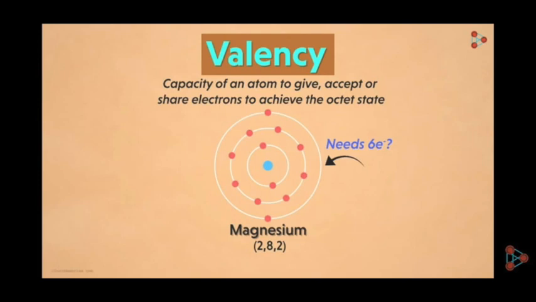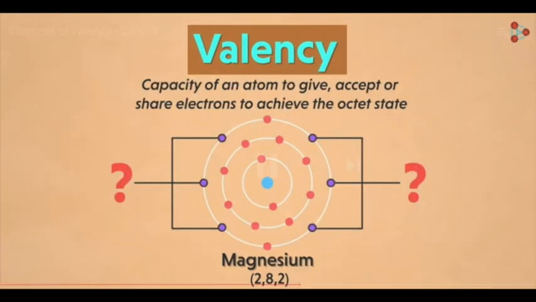How will it get stable configuration like noble gases? I mean, how will it make 8 electrons in the outermost shell? Can it share electrons? If it shares electrons, it will get only 2 more because it has 2 electrons in its outermost shell. That will make it 4. So no purpose is solved, because all the chemical reactions are done in order to get stable configuration, that is the octet. So can it get 6 electrons from some other element? No. Practically gaining 6 electrons from one or more atoms of other element is not possible.